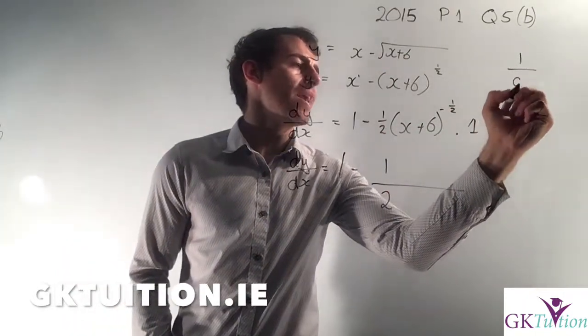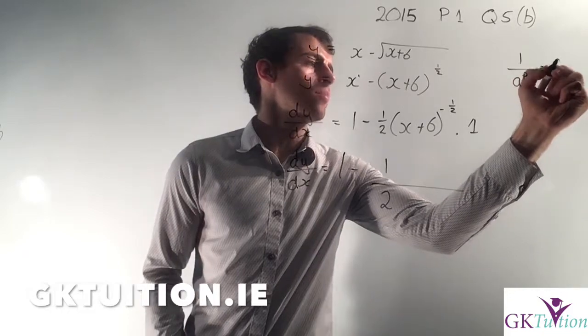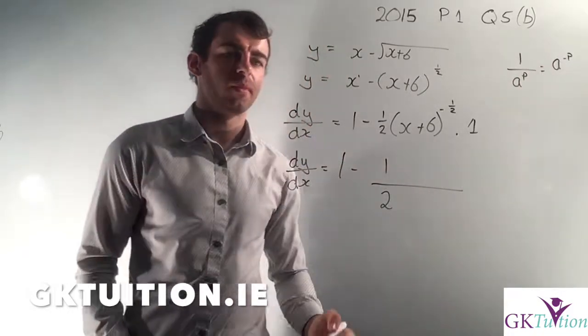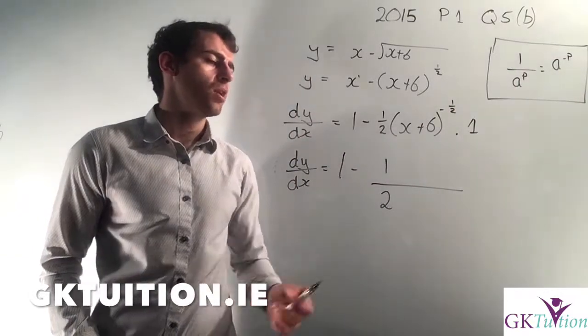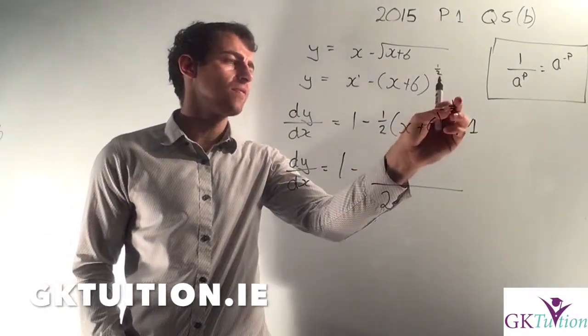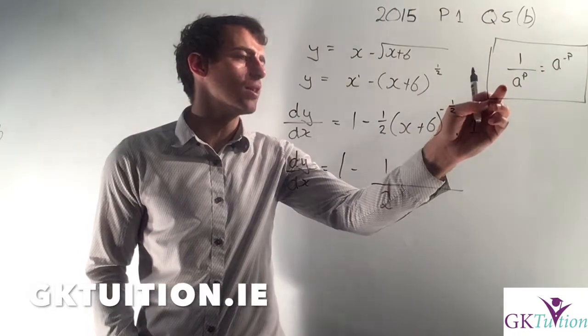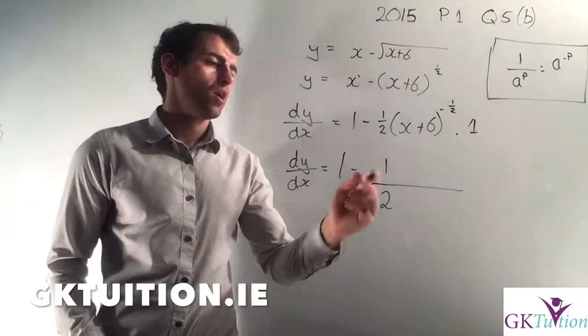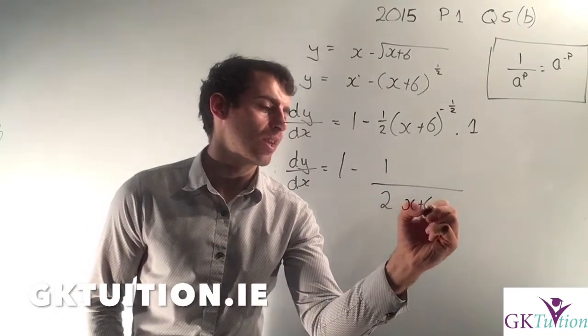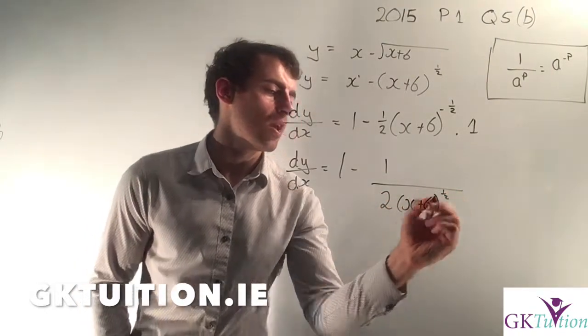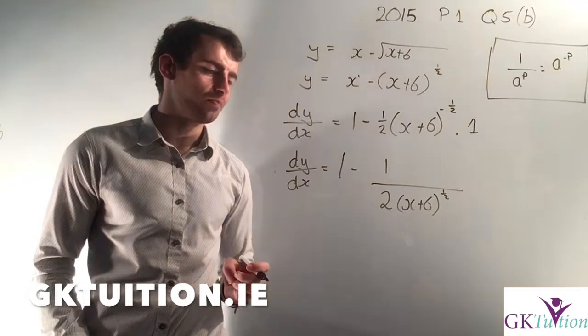1 over a to the power of p is the same as a to the power of minus p. That's one of my rules of powers on page 21 in my log tables. So if I have this to the power of minus a half, that's the same as 1 over all of this to the power of plus a half. So x plus 6 to the power of minus a half is the same as x plus 6 to the power of plus a half, as long as this is on the bottom of the fraction.